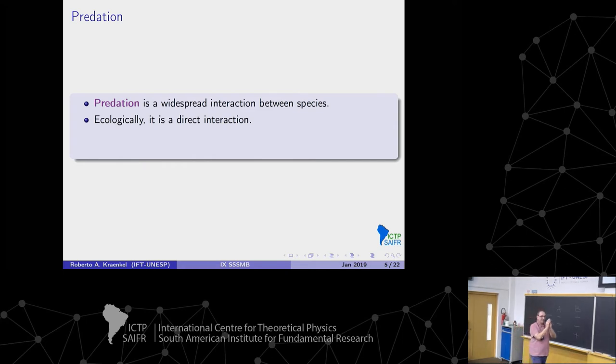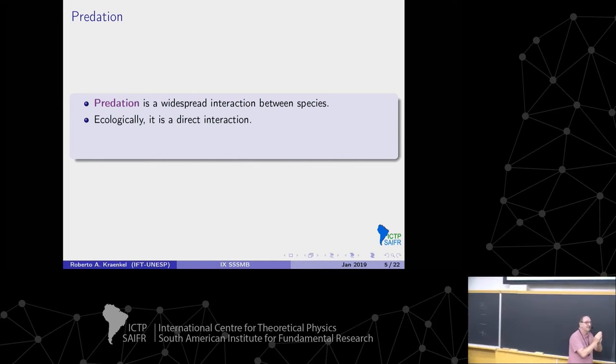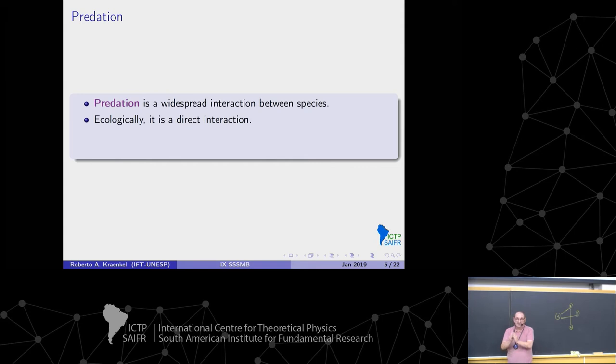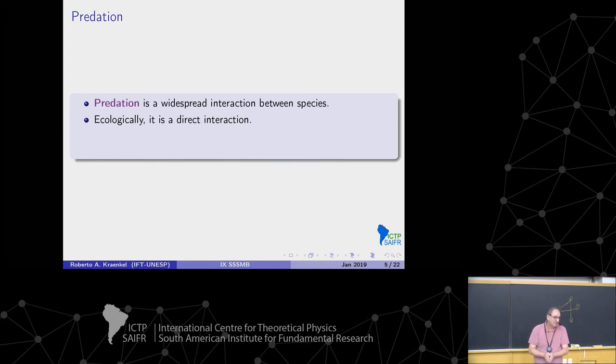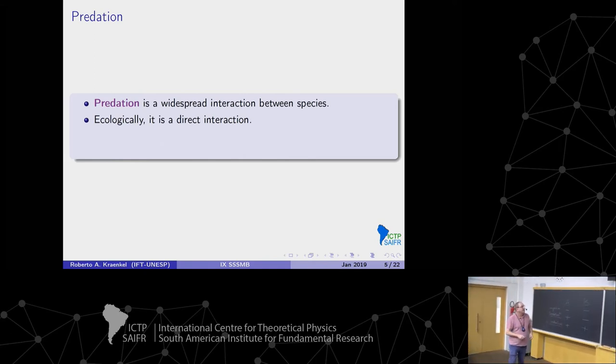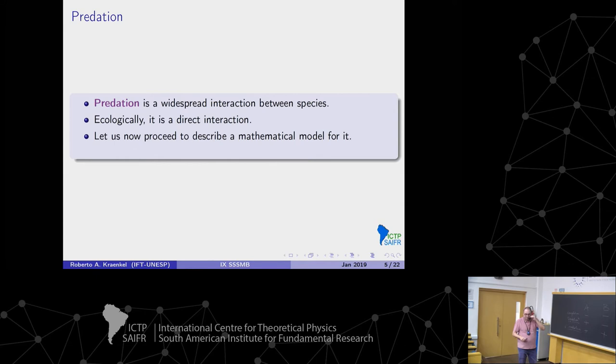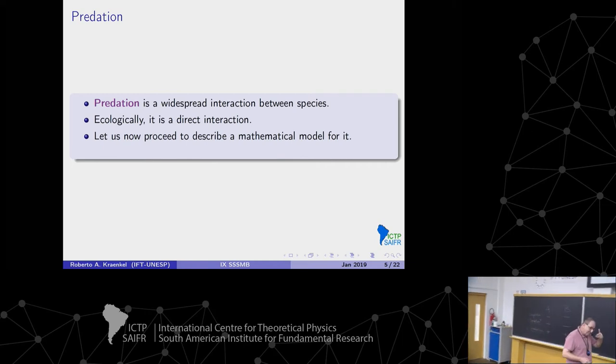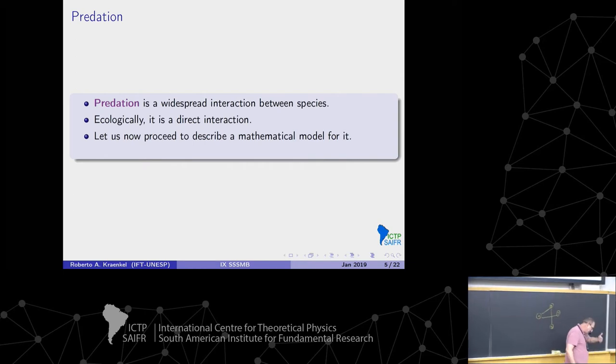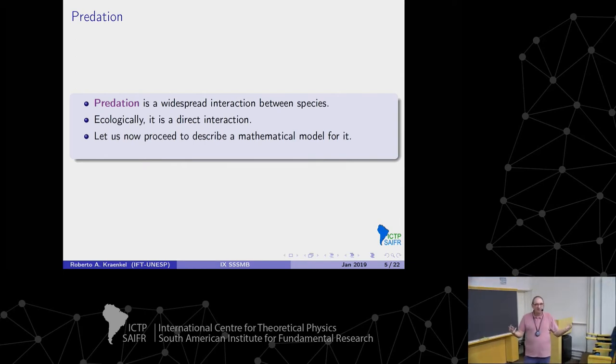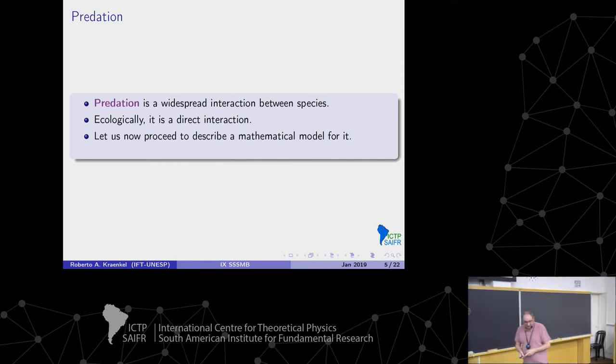But it is important to remember that predation can be observed as actual interaction. Yes, and you can go to the field and see predation happening. So it's a direct interaction. I'm stressing this because tomorrow we will talk about competition, which is not usually a direct interaction. It's mediated by resources or something else. So predation is a direct interaction. This means that we will be able to build mechanistic models. So, let us describe the most simple ideas about how to build a model for predation. First, you need two species.